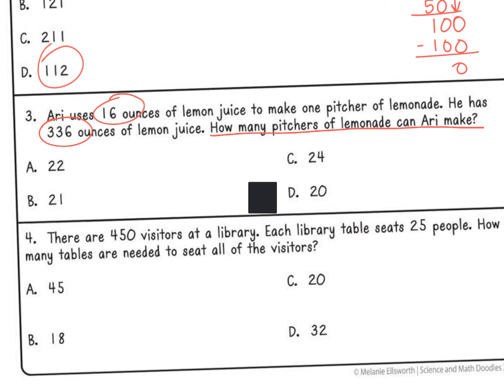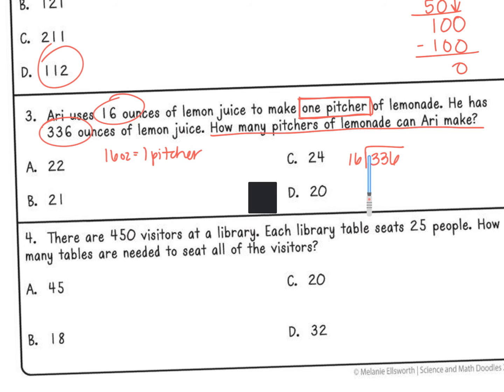The has are ounces. 1 ounce. Oh yeah, you circle 1. How many? 1 pitcher. Because 16 ounces makes 1 pitcher. So we know that 16 ounces equals 1 pitcher. You can just kind of make that note to the side somewhere. So that means that I got to take my total number of ounces of lemon juice, which is 336, and I got to divide it by 16.